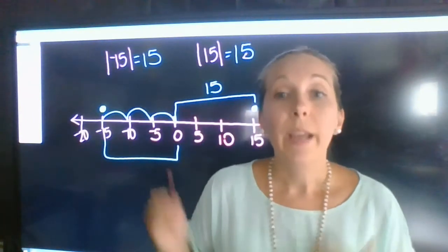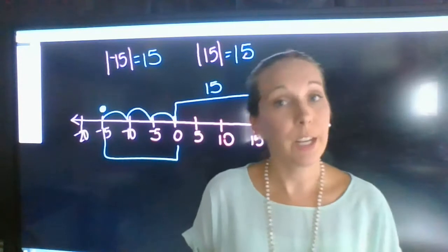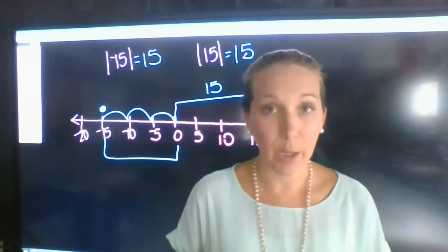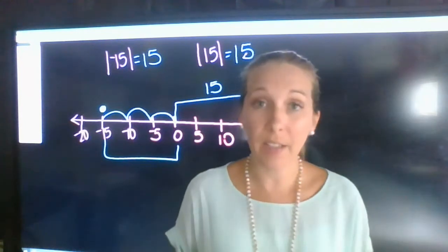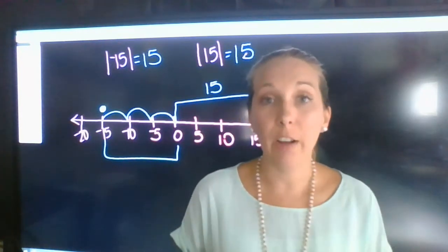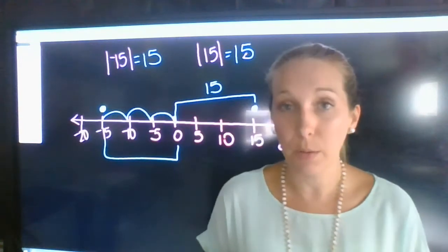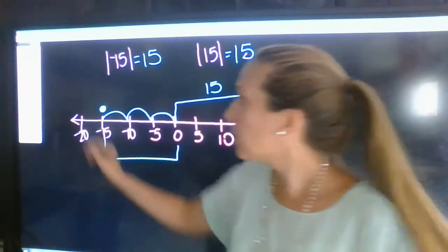So again, negative 15 and 15 are opposites, but they have the same absolute value. Opposites are on different sides of 0. Absolute value deals with the distance from 0. And they both have the same distance from 0, just on different sides.